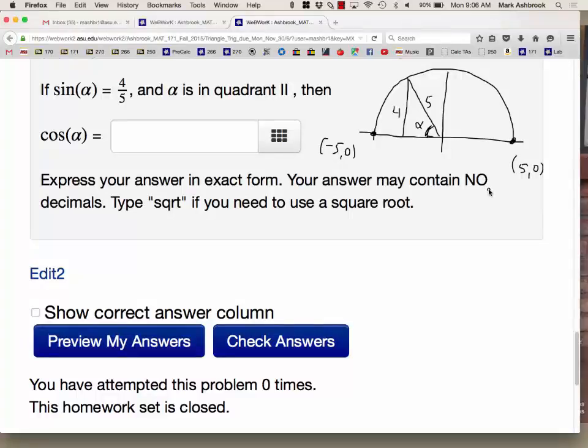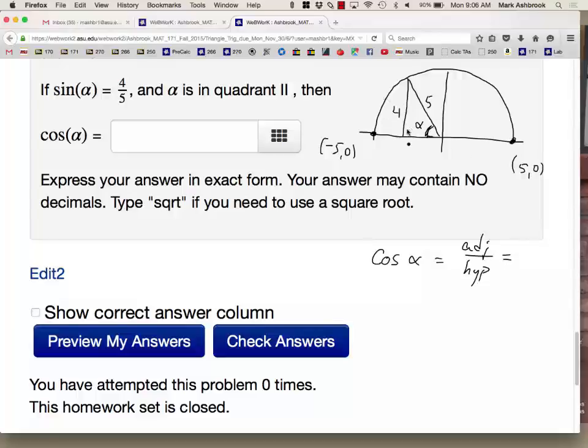And then that would fit. My picture now fits the description they're giving you, that the sine of alpha, opposite over hypotenuse, would be 4/5. Alpha's in quadrant 2, and then it's asking for cosine of alpha. Okay, so we would need what? We would need adjacent. So that would be adjacent over hypotenuse.